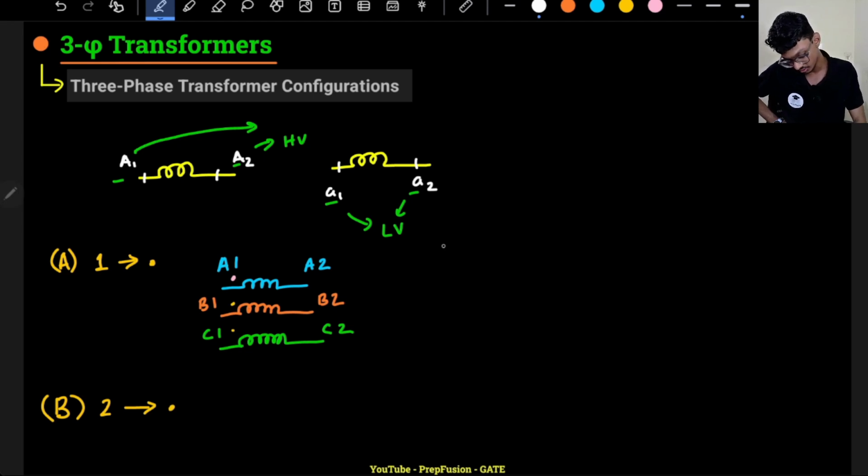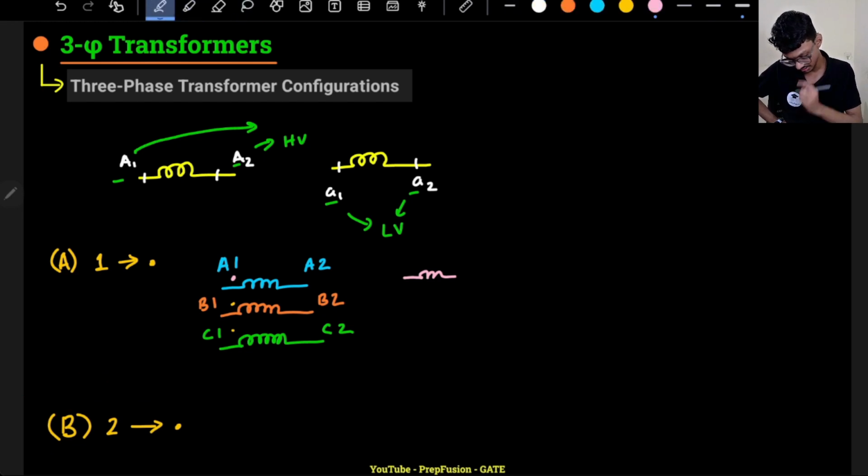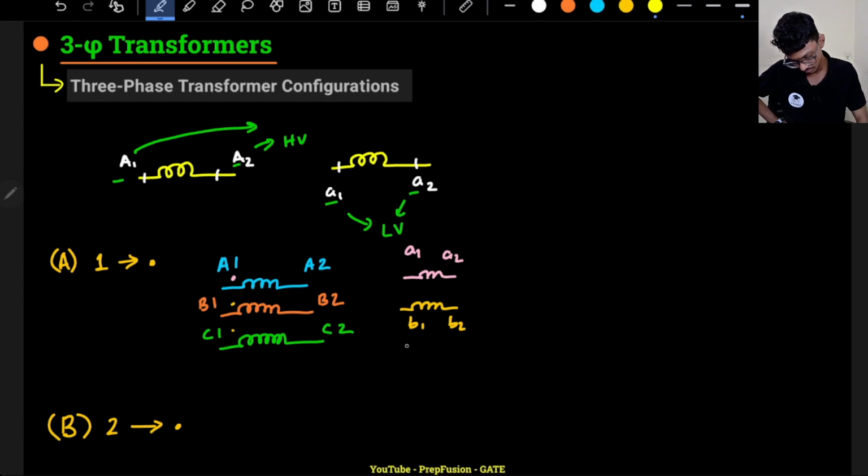So the low voltage winding I will also draw. I am running out of colors. I have yet to connect the low voltage windings, how they are connected, I will discuss that. Let's assume this is A1 A2, this is B1 B2, and this is C1 C2.